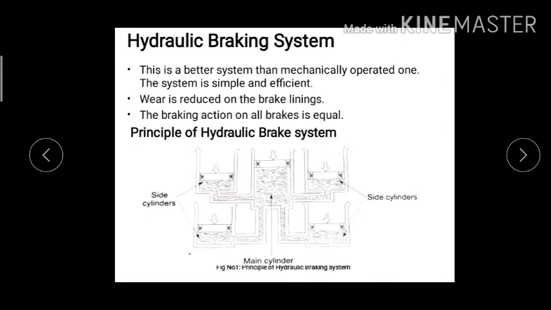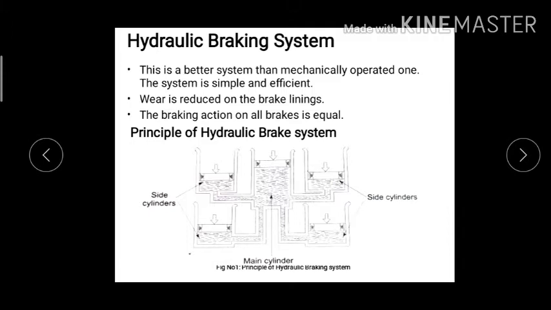Whenever I apply force on this main cylinder, the same force or pressure is transmitted to the side cylinders. Therefore, the side cylinder will balance the force applied on the piston and the pressure created by the main cylinder. That's why these are in equilibrium. This gives a proof of Pascal's law: the pressure is transmitted equally in all directions in a closed system.